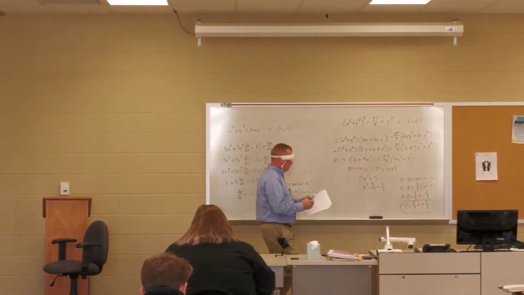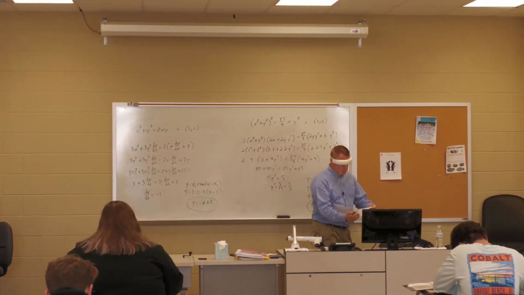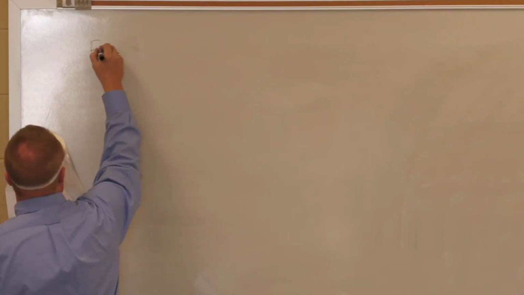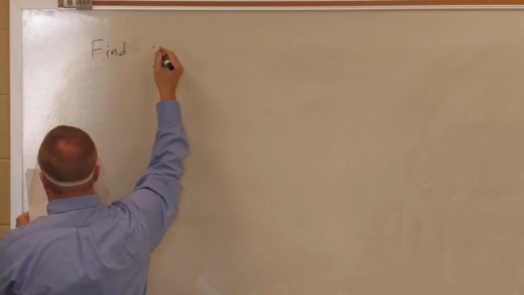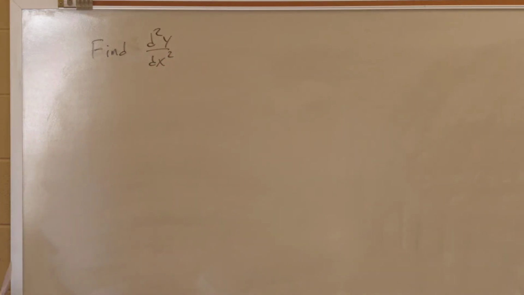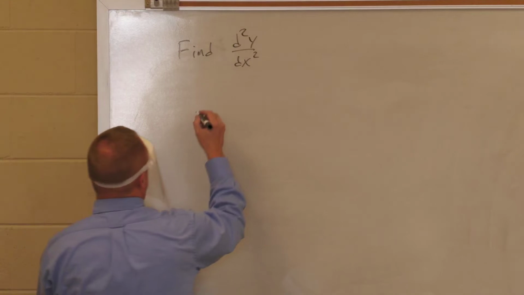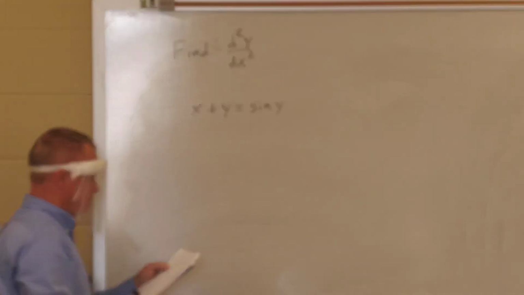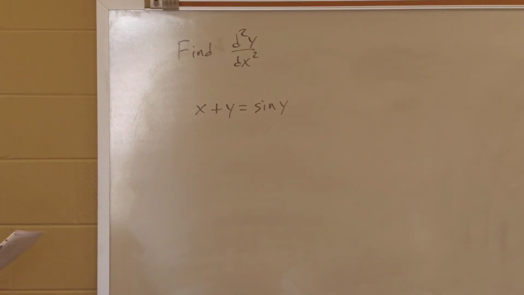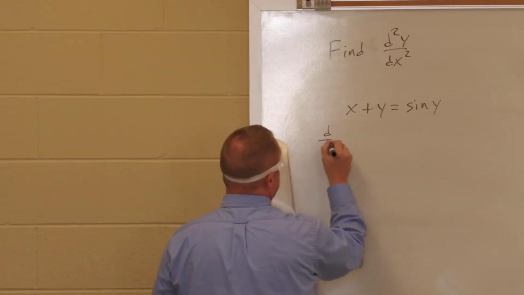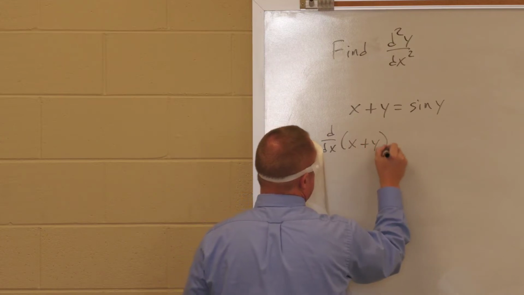Okay. Next couple of problems. Let's find the second derivative. So the directions say find d squared y over dx squared, that is the second derivative. So let's say we've got x plus y equals sine y. To find the second derivative, we've got to find the first derivative first, right? So I'm going to take the derivative with respect to x of both sides.